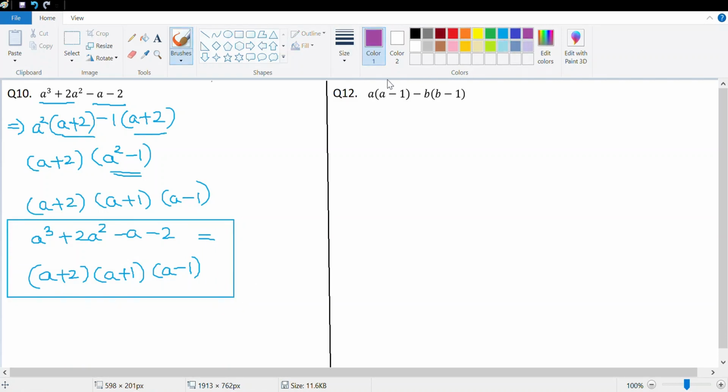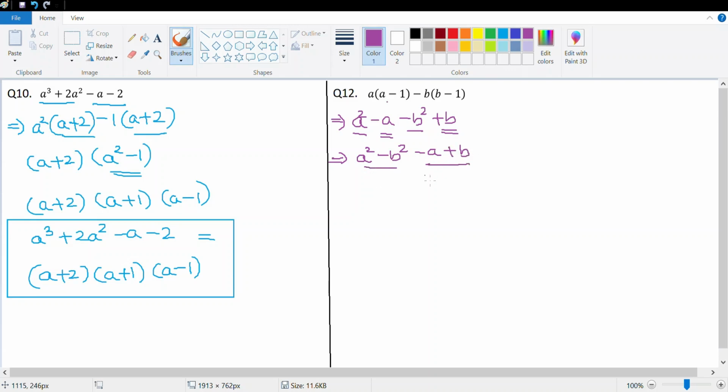The next one we have is question number 12. There is nothing common between these two terms the way they are represented now. So let's try and open the bracket. So this is a square minus a minus b square plus b. If I take these terms together the way I've underlined, let's see if it helps us. So a square minus b square minus a plus b.